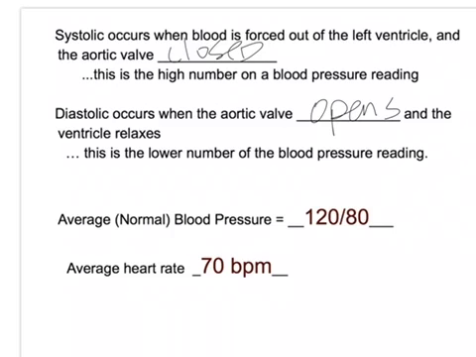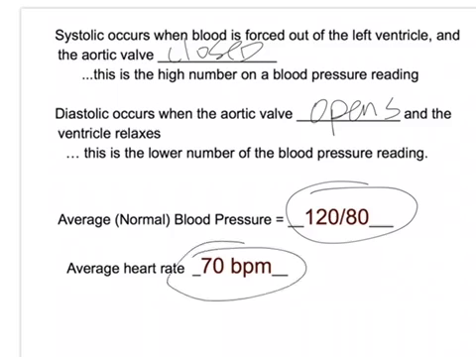So the average blood pressure is 120/80. The average heart rate is 70 beats per minute. Now this is obviously kind of iffy for everybody. That's just a normal reading. However, typically when this top number, the systolic, becomes over 140, then we start asking ourselves some questions, like that's a bit high. When this bottom number is over 100, we start to say, that might be a little high.